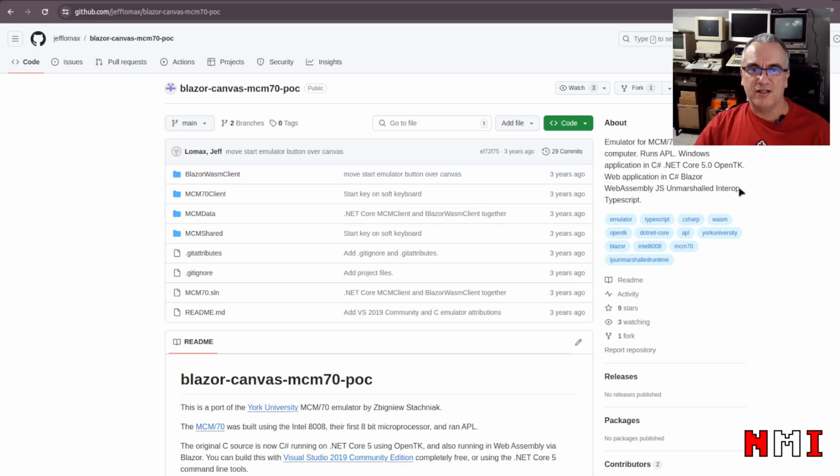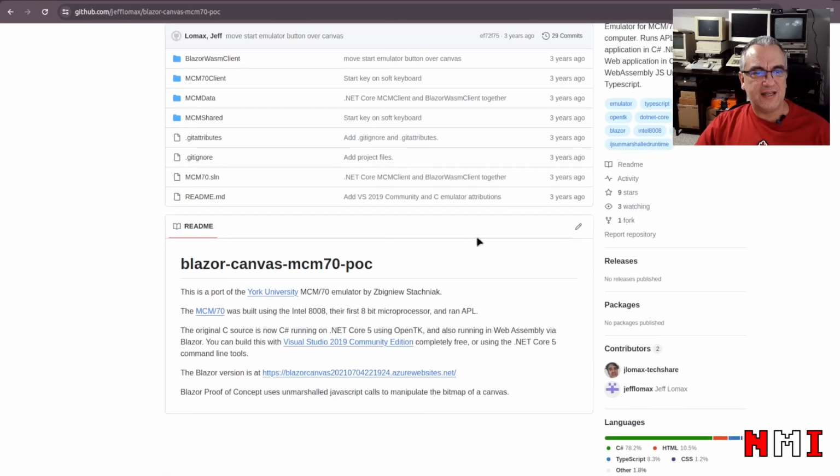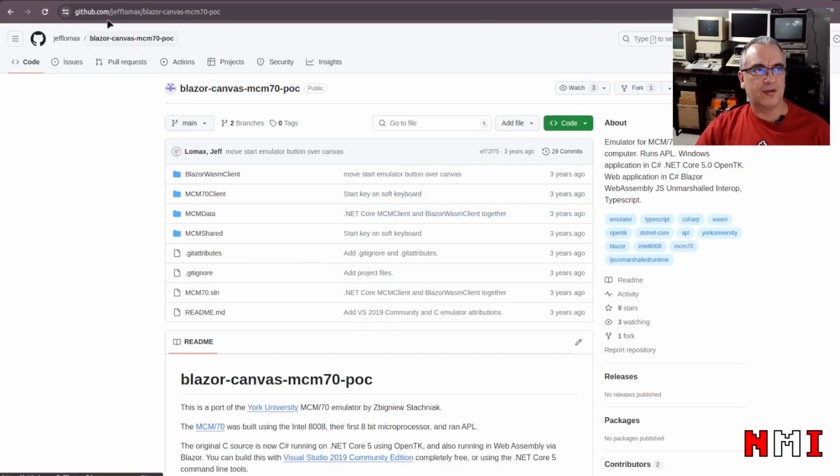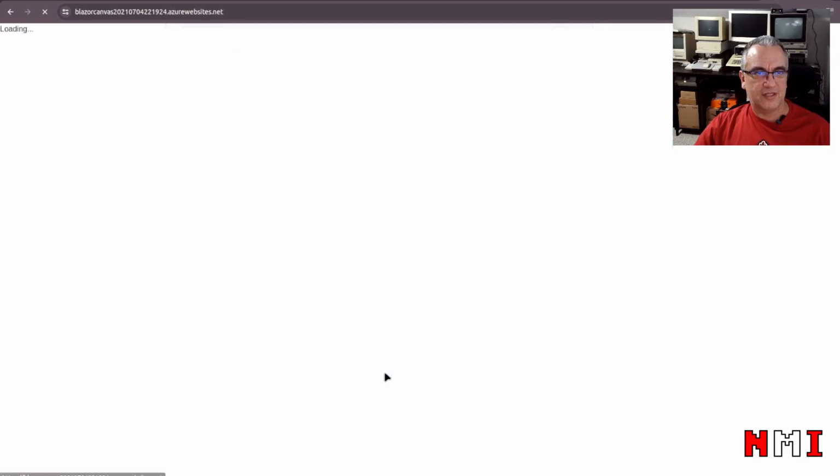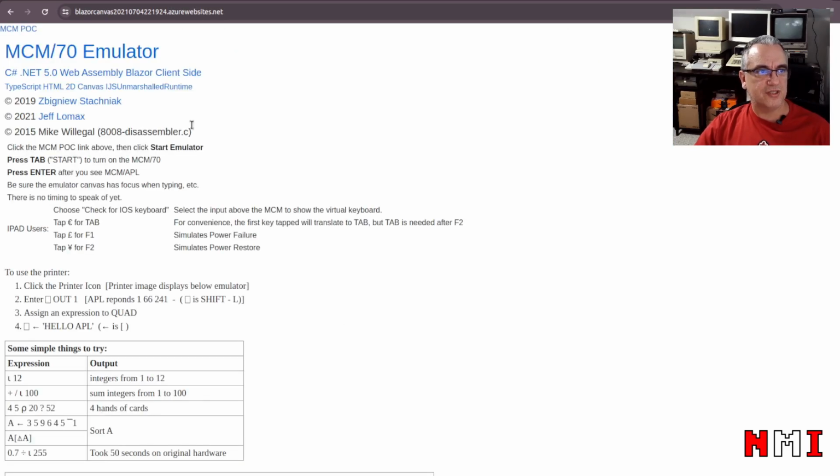So someone ported the C code of the original emulator to C sharp. And then here, you have the source code available on GitHub. I'm going to link that in the video description. And then here, you can run. Can you? Yeah. Loading. Okay.